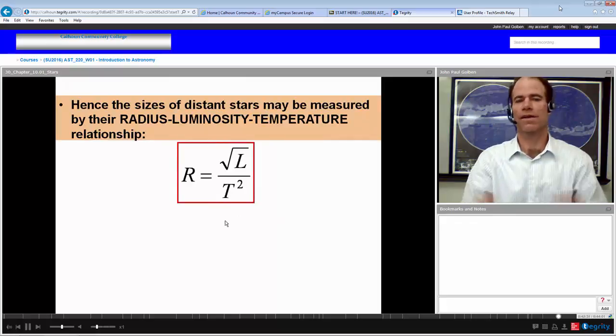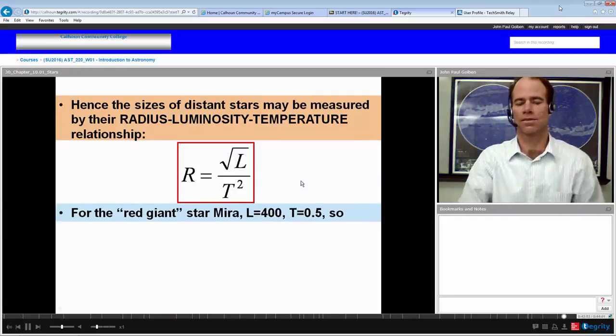Hence, we could find the radius of stars just by measuring their luminosities and their temperature. Temperature we can get from the black-body curve. Luminosity we can get by its absolute magnitude. And so we get the radius is equal to the square root of the luminosity divided by the temperature to the second power in terms of solar values.